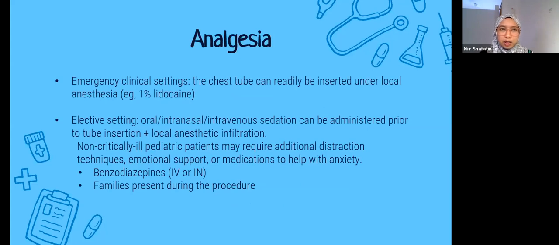For analgesia, in the emergency clinical setting, the chest tube can readily be inserted under local anesthesia, for example, 1% lidocaine. In the elective setting, oral or intranasal or IV sedation can be administered prior to tube insertion, plus local anesthetic infiltration. Non-critically ill pediatric patients may require additional distraction techniques, emotional support, or medications to help with anxiety.